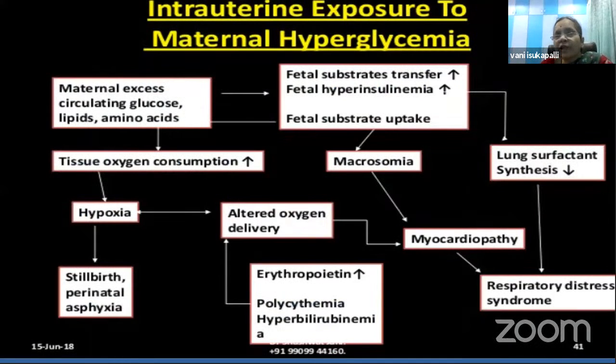And intrauterine exposure to maternal hyperglycemia is very, very hazardous to the fetus in so many aspects. Mainly it is the hypoxia that can happen. This hypoxia can lead to stillbirth, perinatal asphyxia, low Apgar score. Altered oxygen delivery to the fetus can lead to polycythemia because of increased erythropoietin. Hyperbilirubinemia is possible. Cardiomyopathy is possible. All these are expected due to overexposure in the intrauterine environment due to the maternal hyperglycemia.